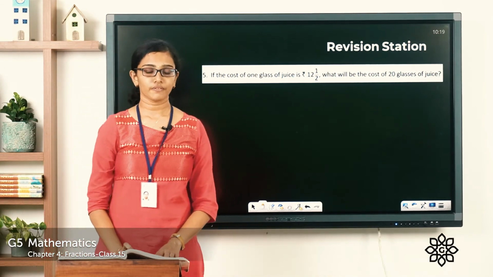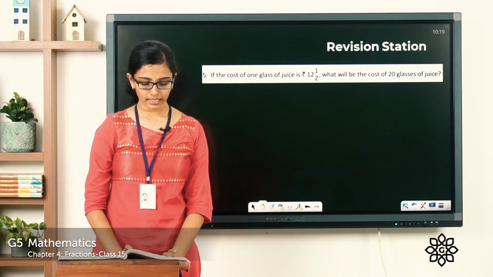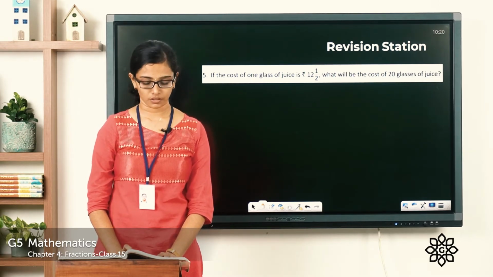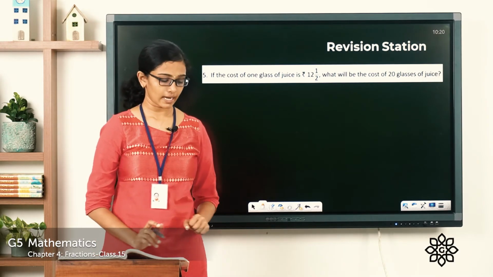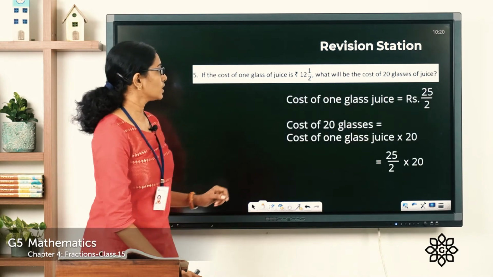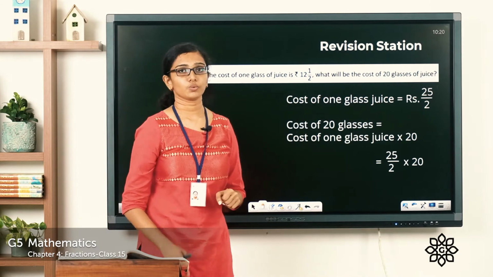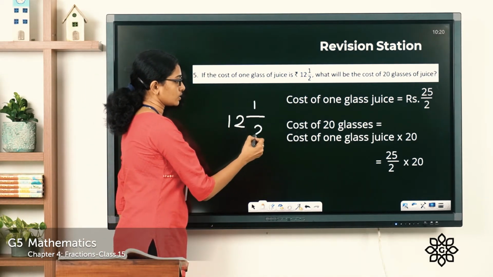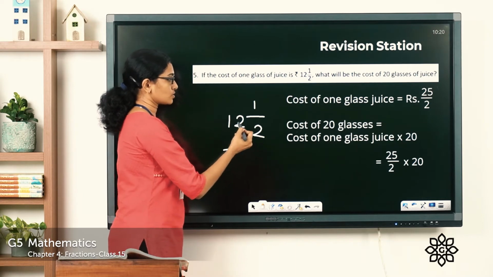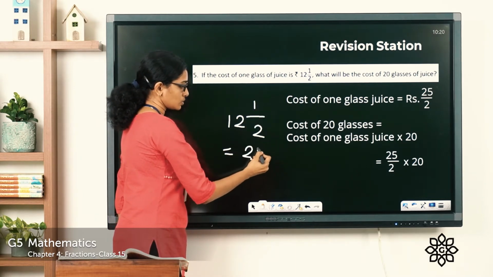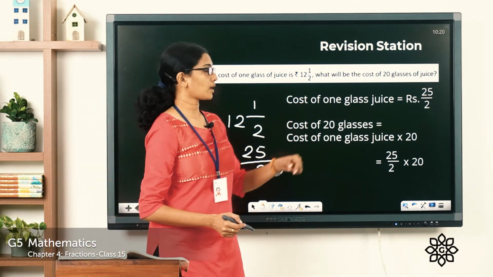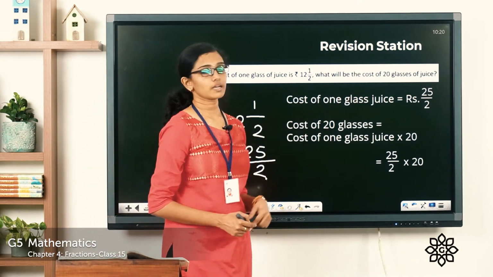Now question number 5, if the cost of 1 glass of juice is rupees 12 1 by 2, what will be the cost of 20 glasses of juice? So the cost of 1 glass of juice is given. How much is it? Rupees 12 1 by 2. And what is 12 1 by 2? 12 1 by 2 is equal to 12 into 2, 24, plus 1, 25 by 2. So let's write the cost of 1 glass is equal to rupees 25 by 2.